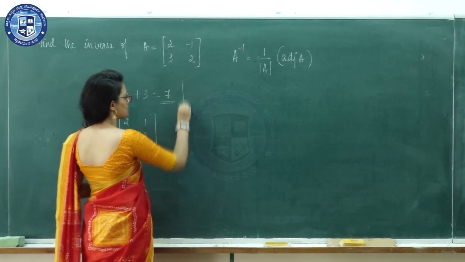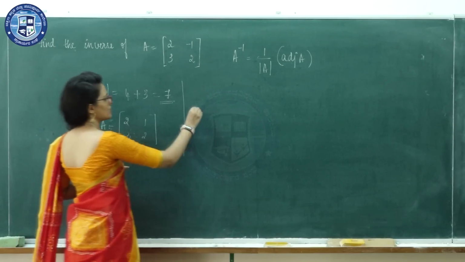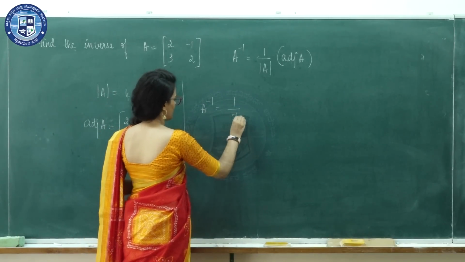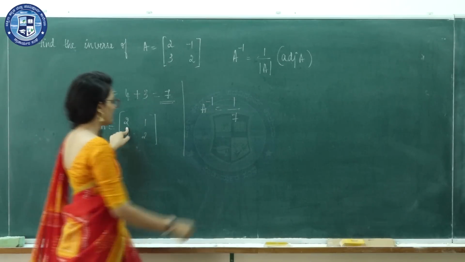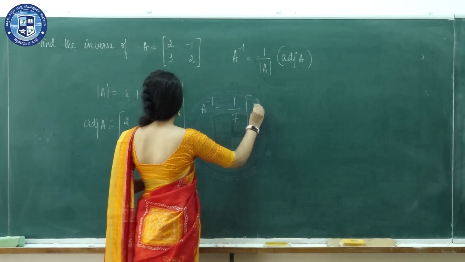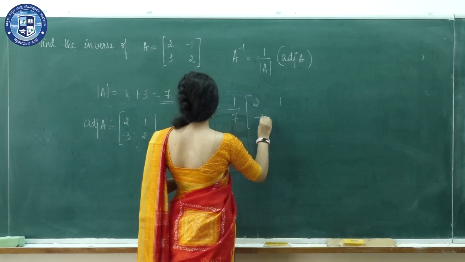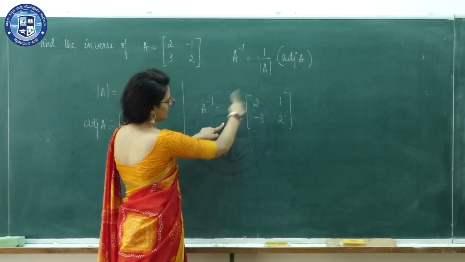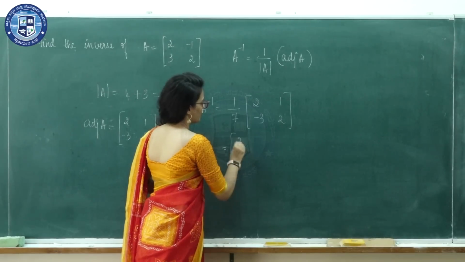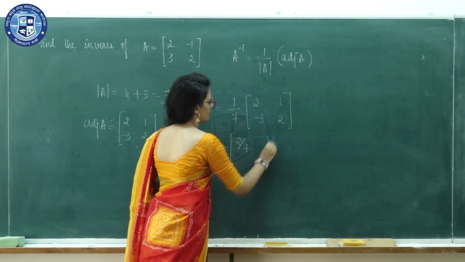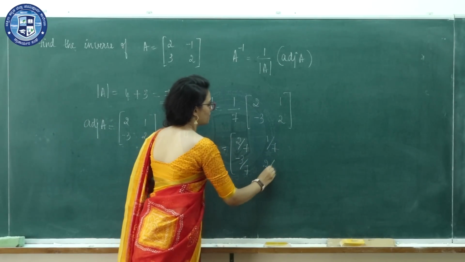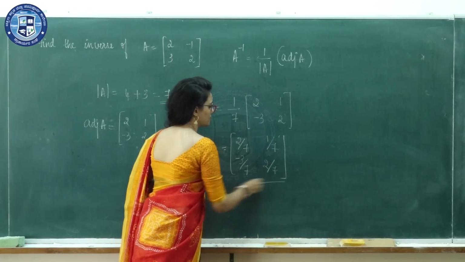Okay. Now, let us substitute these values in the formula. So, A inverse is equal to 1 by 7 into adjoint. So, adjoint is [2 1; minus 3 2]. Okay. So, let us multiply 1 by 7 inside. So, we get 2 by 7, 1 by 7, minus 3 by 7 and 2 by 7 as the answer.